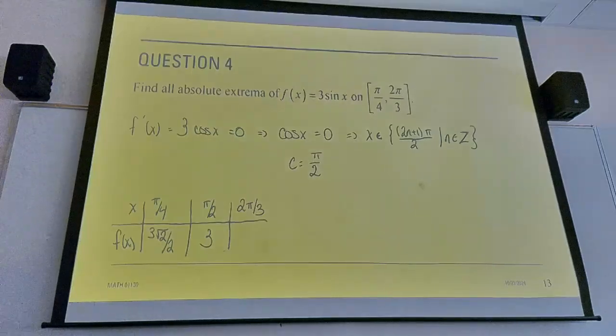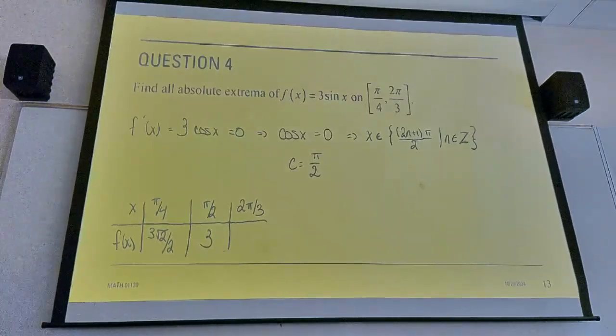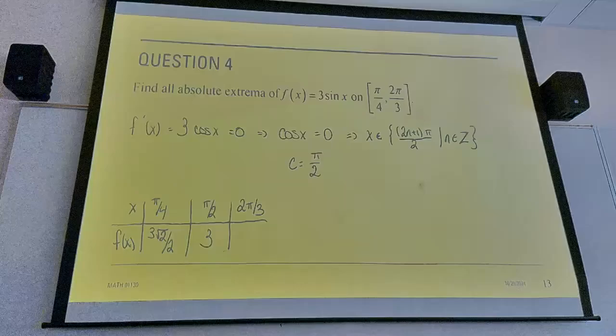Finally, 2 pi over 3. What is sine of 2 pi over 3? Negative.